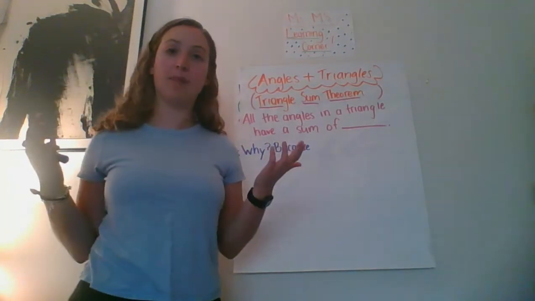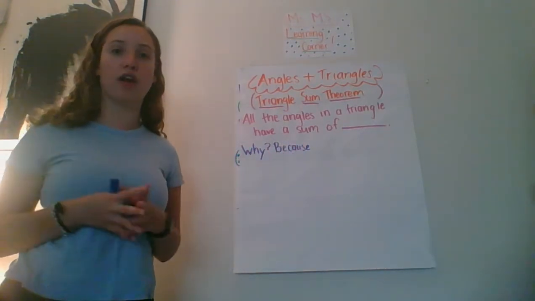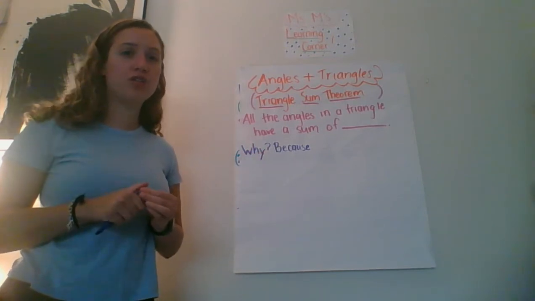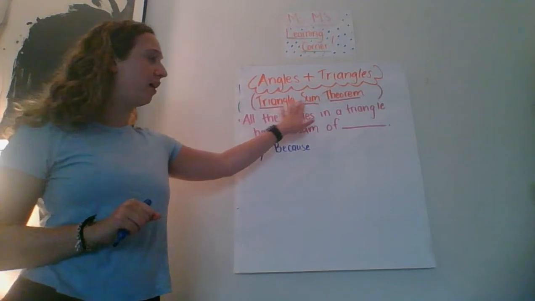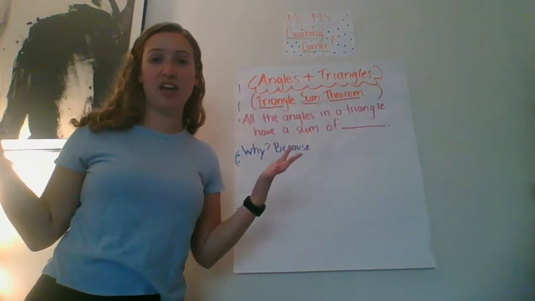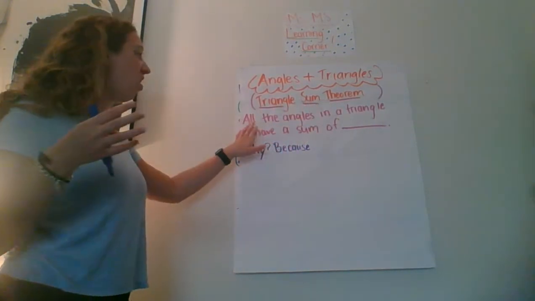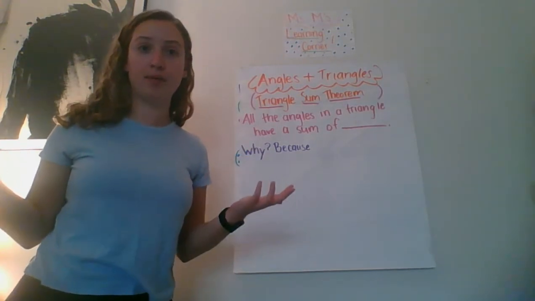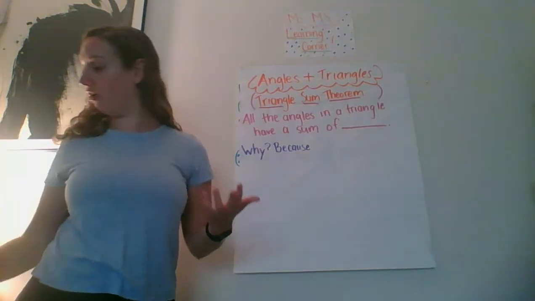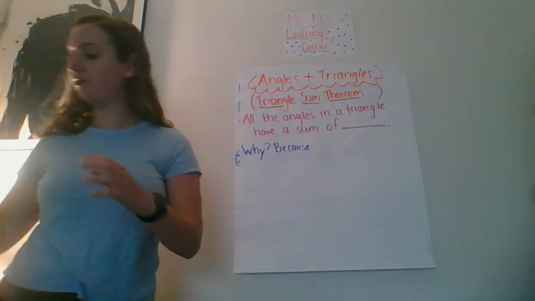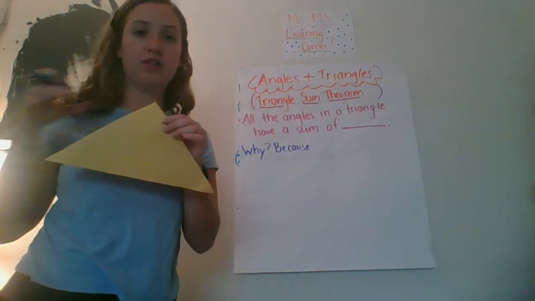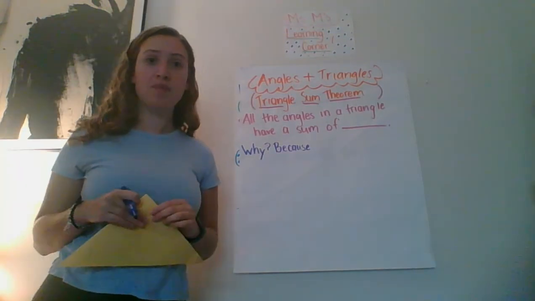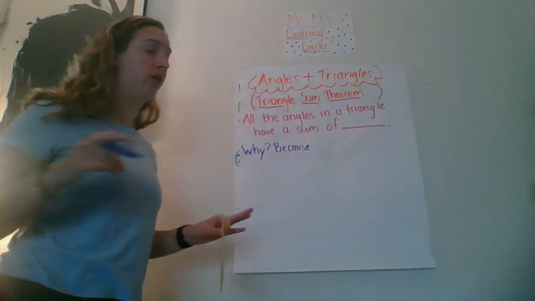Today we're going to think about all of the angles in a triangle and why they are the way they are. So to start us off, we're looking at the triangle sum theorem, but really it's just saying that all of the angles in a triangle have the sum of some number. So in a triangle, like the one I have here, all of these three angles, 1, 2, 3, if we add them all up, they're always going to equal 180 degrees.